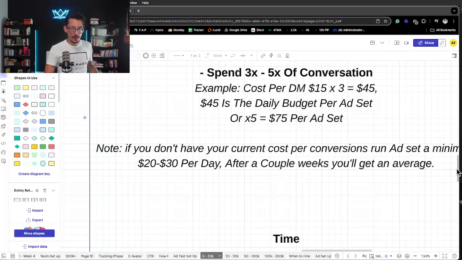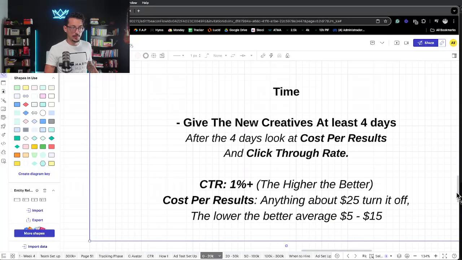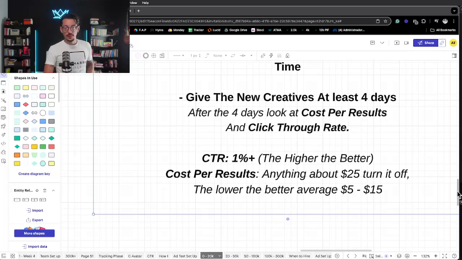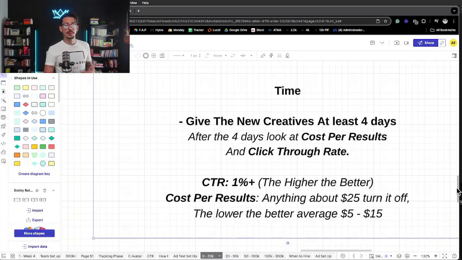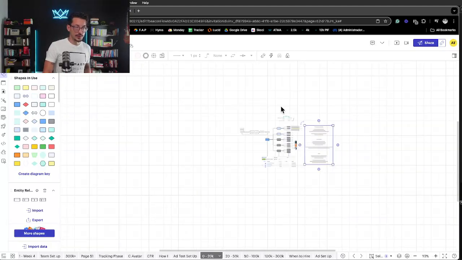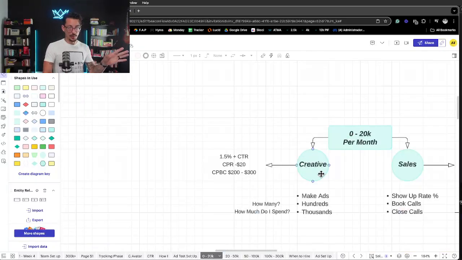I already talked a little bit about the time, but for a new creative, say you're testing brand new ads, give it at least 4 days, and after the four, max I would say 5 days, then you start turning things off. Okay, like I said, plus one CTR, cost per result, the lower the better. So that's pretty much the ads point of view.